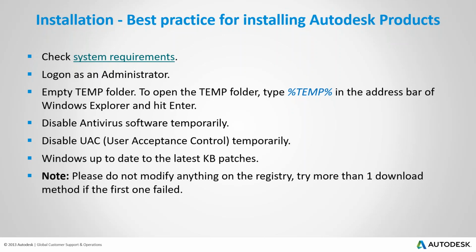So do also make sure your Windows is up to date, so any prerequisite components can be installed properly during Autodesk software installations. So this one will be something like Visual C++ or any .NET update. And lastly, do not modify anything on the registry, and you can try more than one download method if the first method of installation failed.